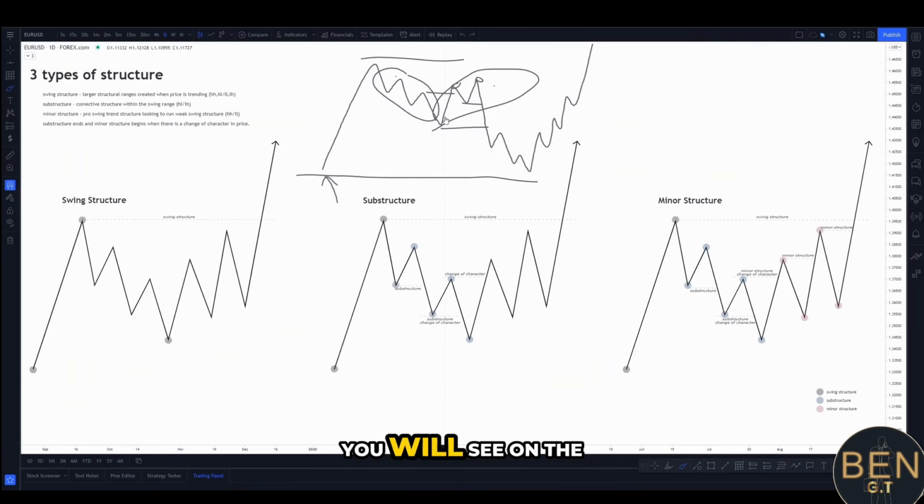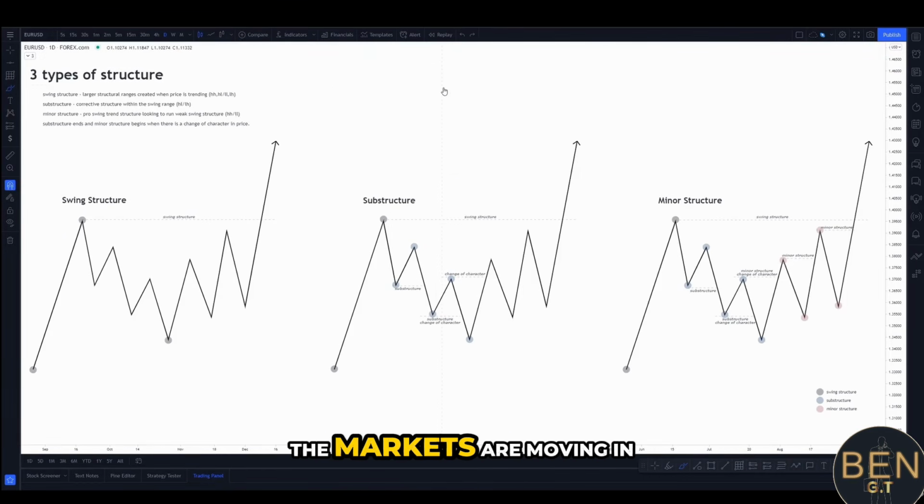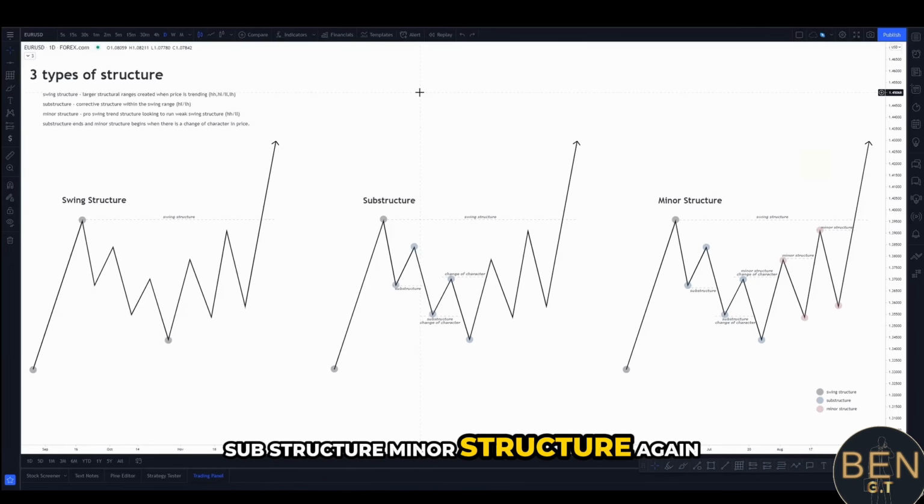And this is something that you will see on the charts, and at the end of the day, you're not going to get it 100% right. The markets are moving in the way that they do. They're collecting orders, structures being created, whether it be swing structure, substructure, minor structure. Again, we can create substructure, start creating minor structure, and then create more substructure.